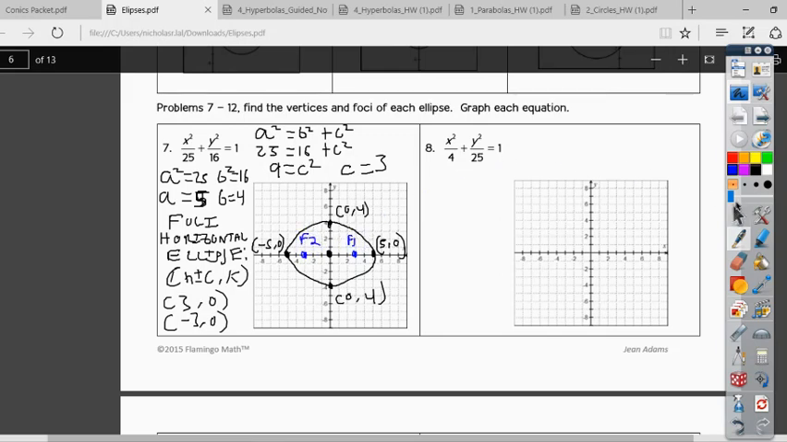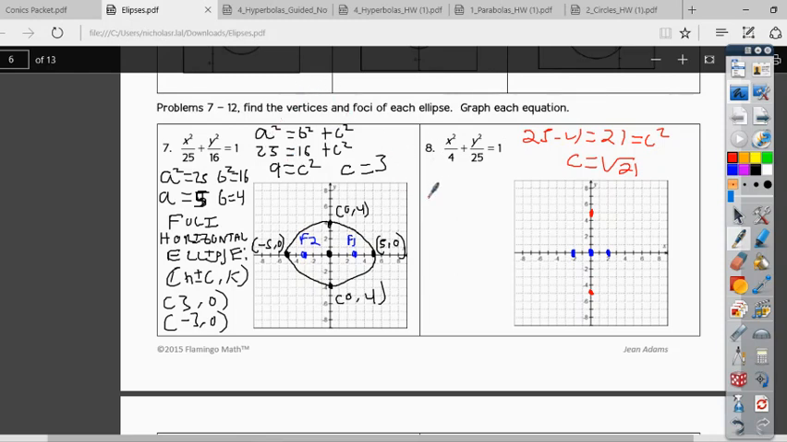Alright, so that's 7. Or 8. For 8, I'm not going to be as explanatory. You have a center at 0, 0. 2 is the square root of 4, and 5 is the square root of 25. 25 minus 4 is equal to 21, which is equal to c squared. So c is equal to the square root of 21.